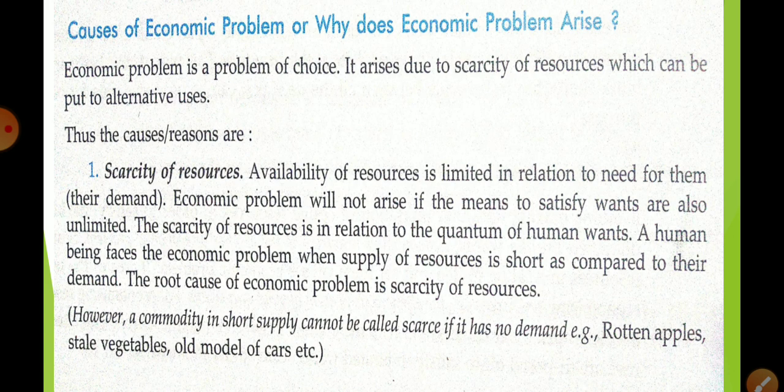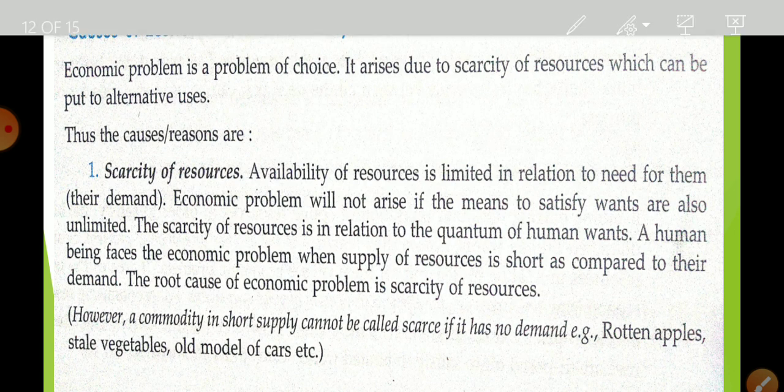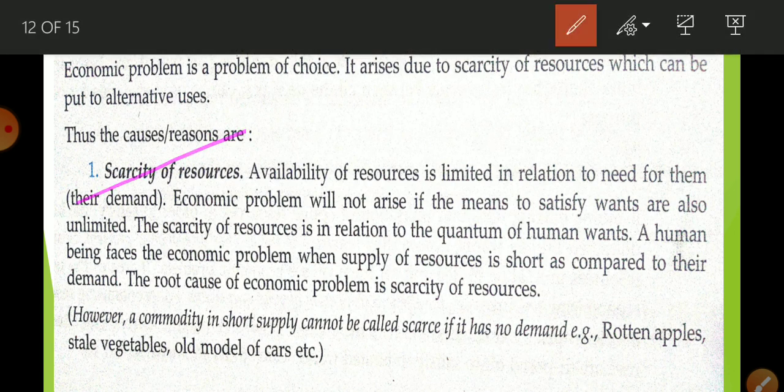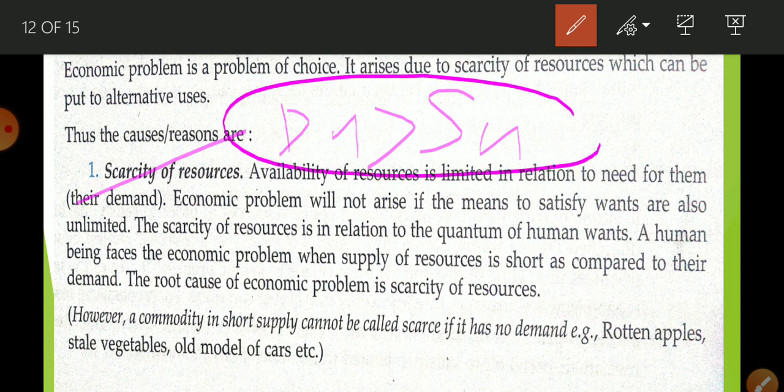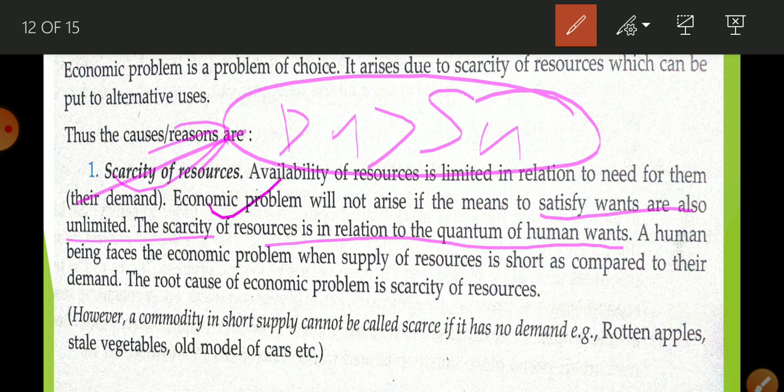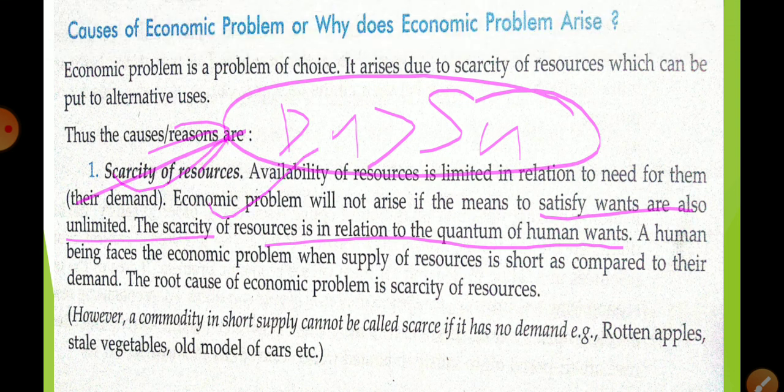And why are we facing it? There are basically four reasons. The first reason is scarcity of resources. Already we know what scarcity of resources is: when the demand for X good is greater than the supply of X good, this is known as scarcity of resources. What we have learned is that our wants are unlimited and, on the other hand, resources are limited. This is the reason we are facing the problem of economic resources.